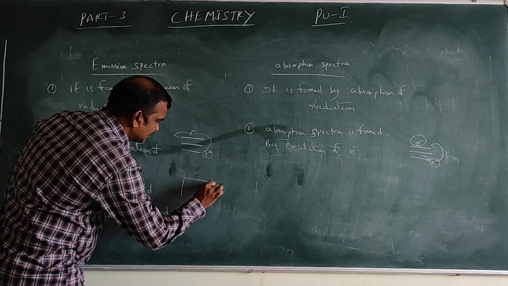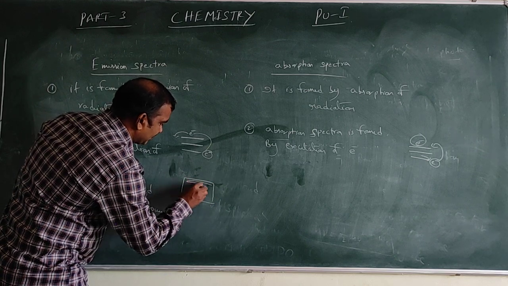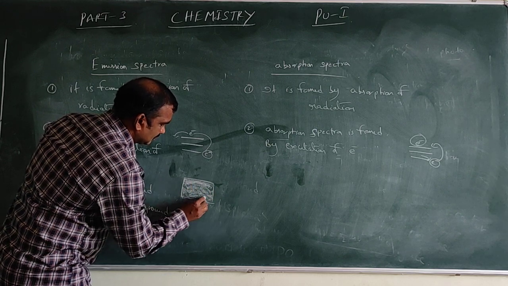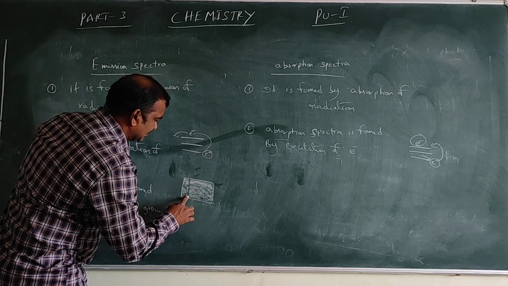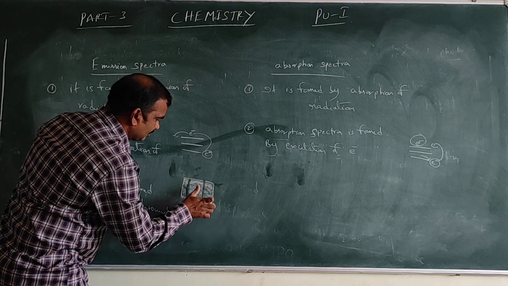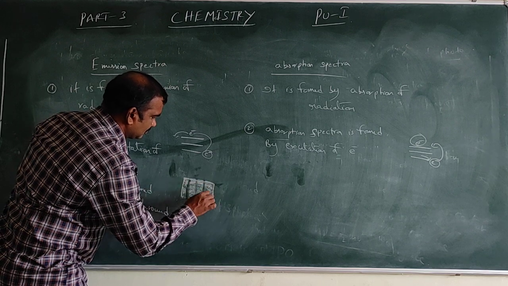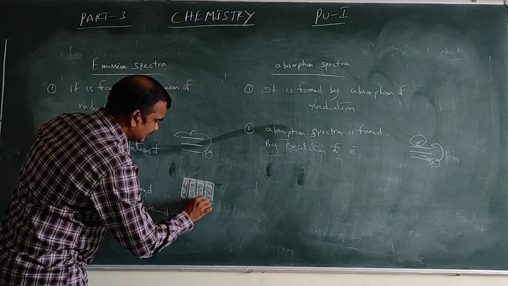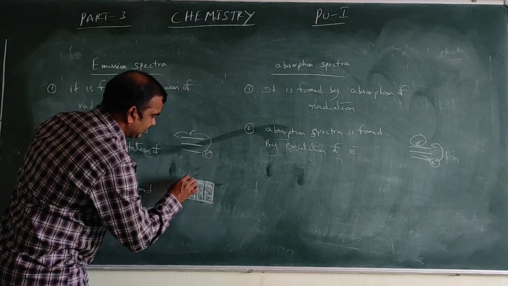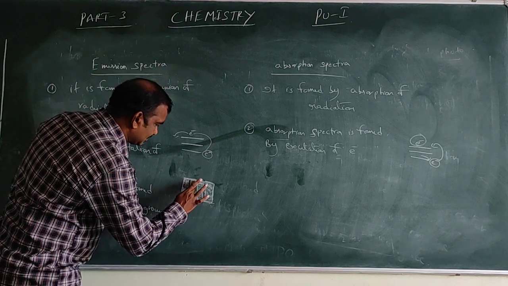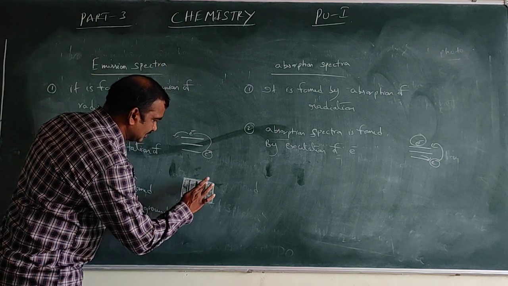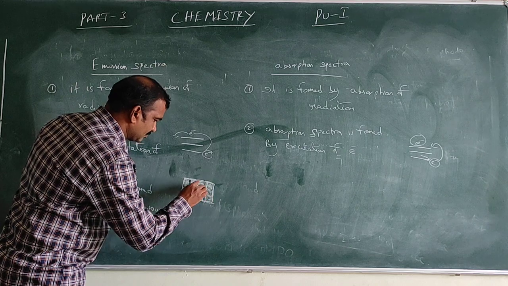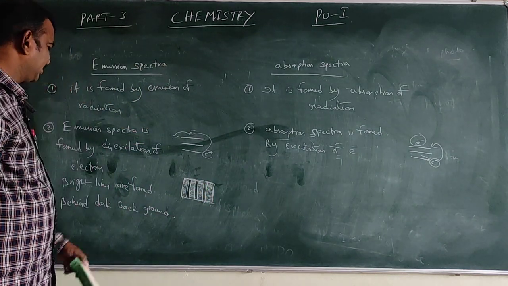This is a dark background. The spectrum is like this. Dark background here, bright lines like this. Bright lines are found like this. That means some space is there here, here also space is there. Bright lines are found in the dark background.